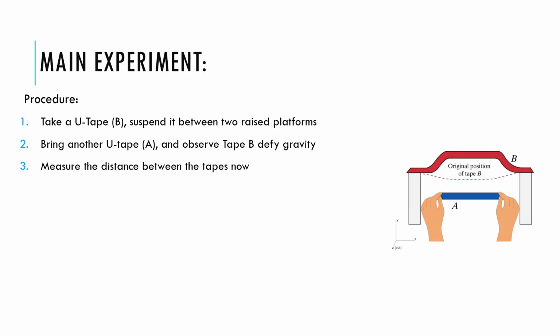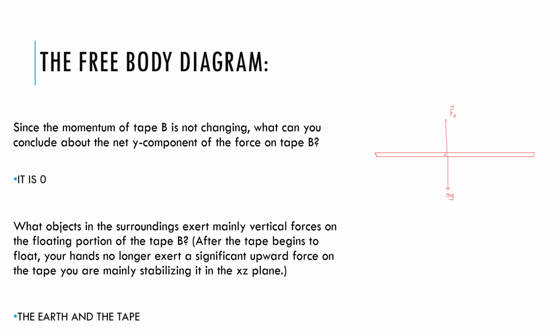For the main experiment, we take a U-tape B and suspend it between the two raised platforms. We then bring another U-tape A and observe tape B defy gravity, or in other words, float. We then measure the distance between the tapes. Now, since tape B is no longer moving, its momentum is zero, and we can hence conclude that the net y component of the force on tape B must be zero.